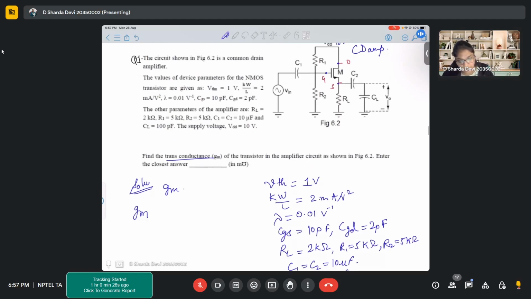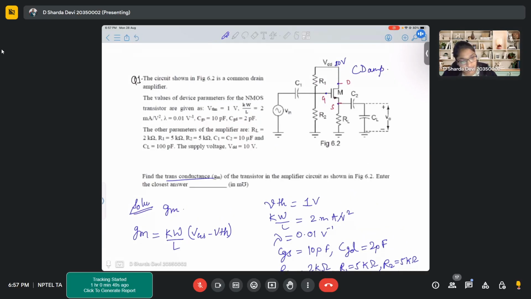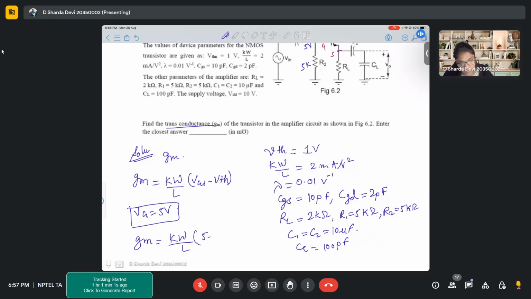So how do you find GM? What is the formula for GM? This is the formula for GM, right? K_n W by L, VGS minus VTH. Basic formula that we know. Now, here it is given that VDD is 10 volts. R1 and R2 are equal, 5K and 5K. So the gate voltage will be how much? 5 volts. VG equal to 5 volts. Now you have your VG, so GM. K_n W by L. 8 millisiemens. Sorry? 8 millisiemens what? Transconductance. Transconductance is 8 millisiemens? Yes, ma'am.